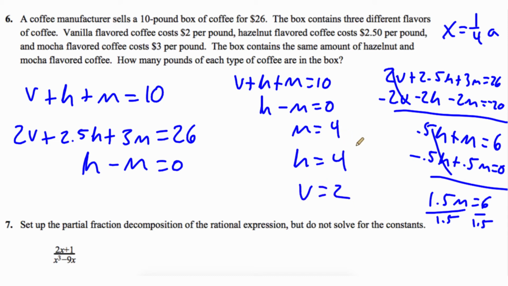So we've got 4 pounds of mocha, 4 pounds of hazelnut, and 2 pounds of vanilla.